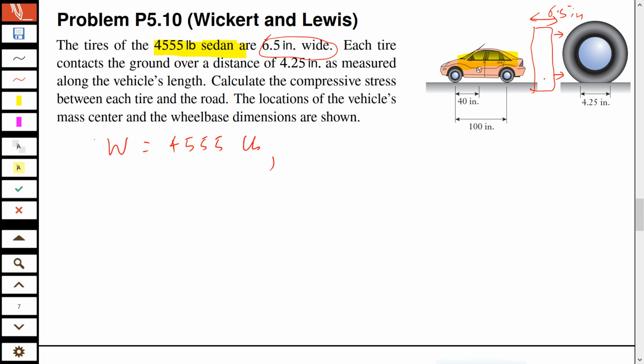Each tire contacts the ground over a distance of 4.25 inches. This is the contact distance, as measured along the vehicle's length. Now calculate the compressive stress between each tire and the road. Why compressive? Why is it talking about compressive? Why not tensile? Tell me.